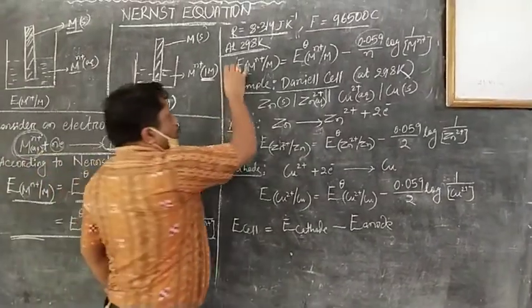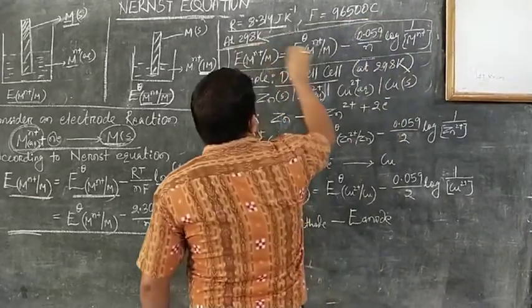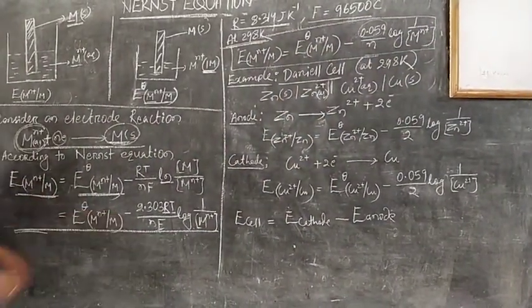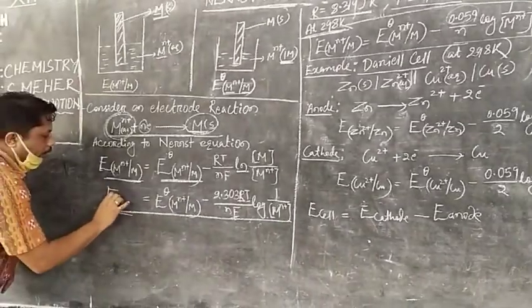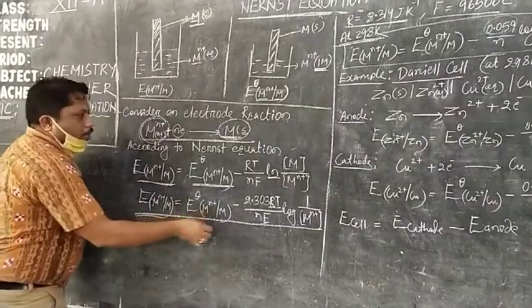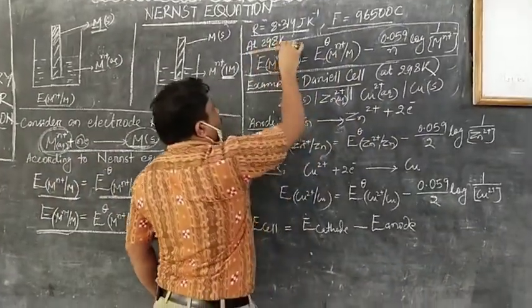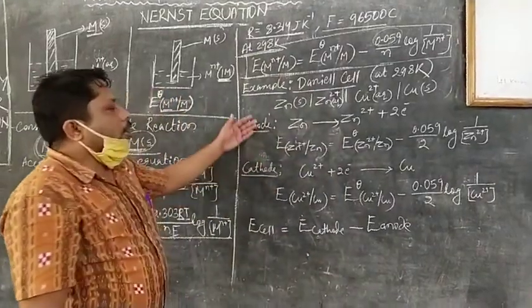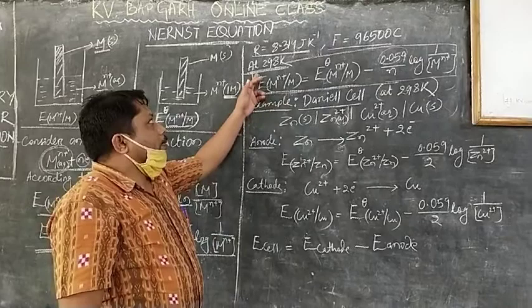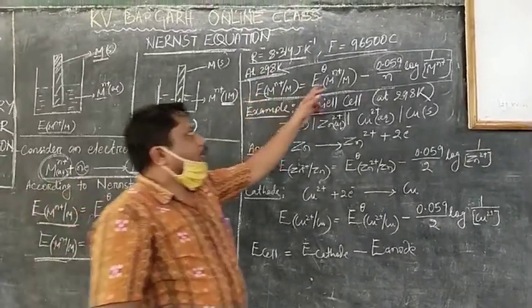So this is the general form of the Nernst equation at 298 Kelvin. But at any temperature, this is the Nernst equation. But this one is the Nernst equation at what temperature? 298 Kelvin. In numericals it is mentioned that it is at 298 Kelvin. So you should remember this equation.